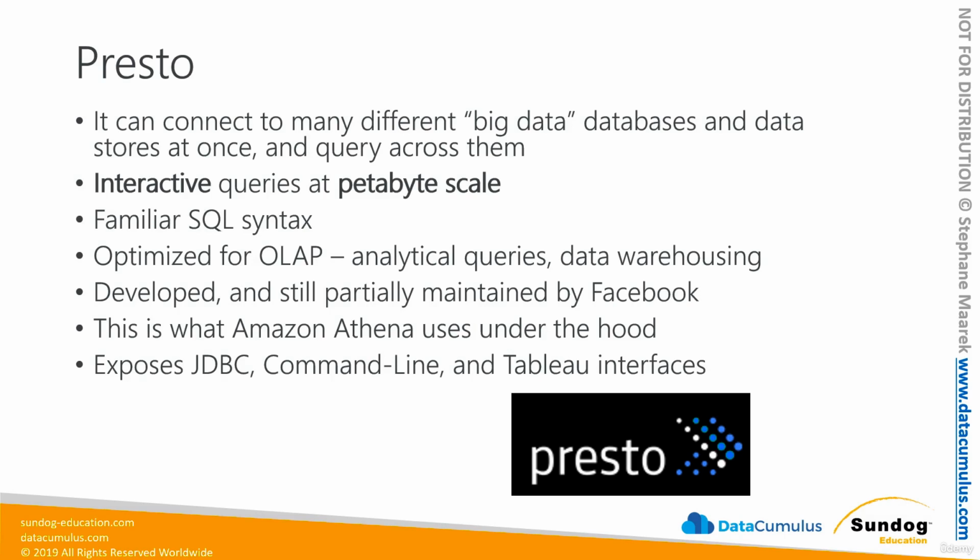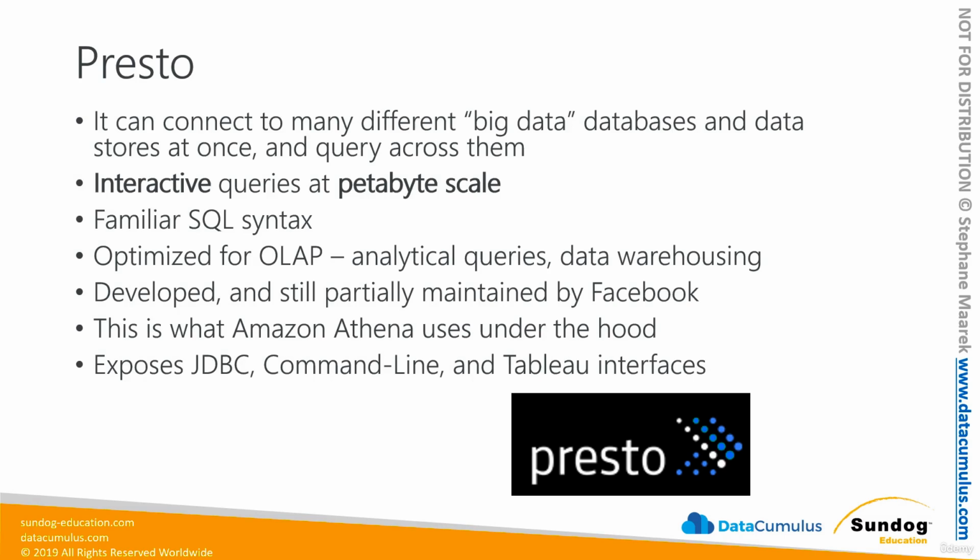What's interesting is that Presto was originally developed by Facebook and is still partially maintained by them, so it is open source, but it has its roots in Facebook, and obviously they have big data to deal with as well. Also interesting is that this is what Amazon Athena uses under the hood. So Athena is really just a serverless version of Presto, with a nice little skin on top of it.